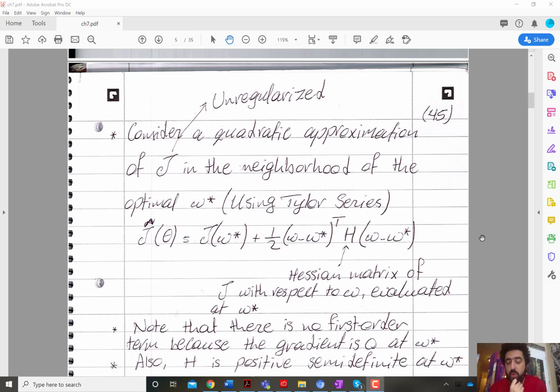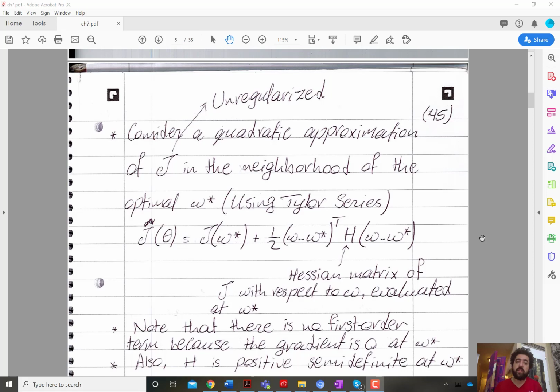So what we will do is consider the minimum, or the optimal value, of the unregularized cost function without L2 regularization. And let's say this value of the parameter setting that gives the minimum value of the cost function without regularization, let's call it omega star. Then I will approximate the cost function around omega star by a quadratic function, right? And let's see the reason specifically why we are doing this here.